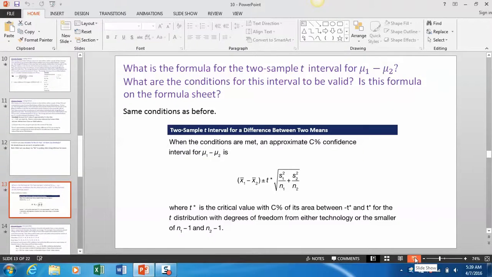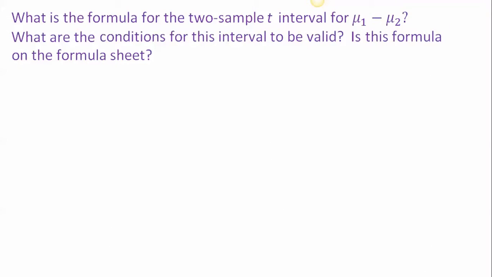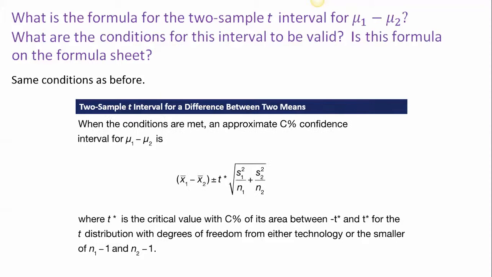Okay, so continuing on, we are going to take a look at what is the formula for the two-sample t-interval for the difference of two means, what are the conditions for this interval to be valid, and is this formula on the formula sheet. It's the same conditions as before in Chapter 9 for running a t-test.